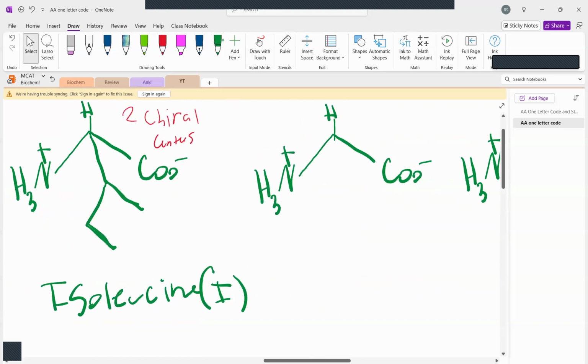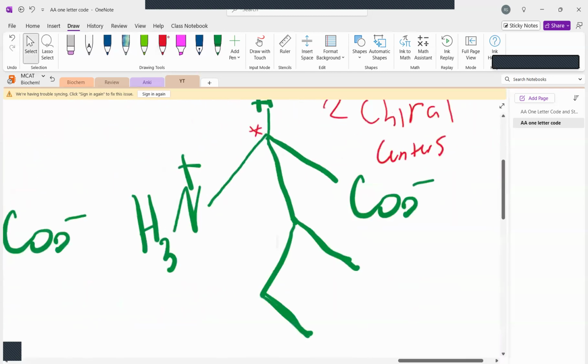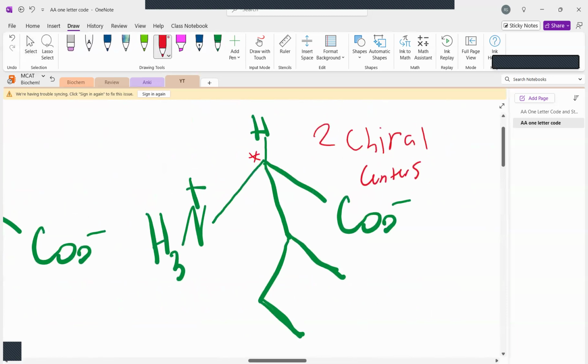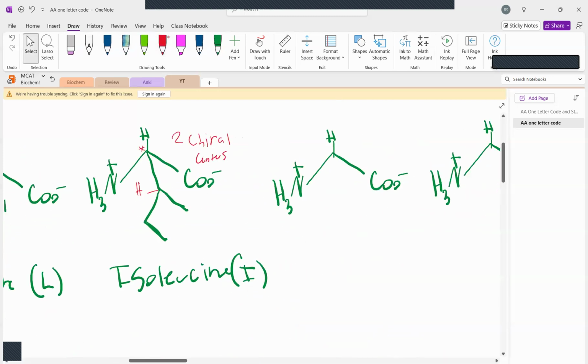And next to isoleucine, oh, and then here's the chiral center. Pretty much at the variable region with that hydrogen, that R group is always going to be a chiral center. And for isoleucine, this will be your chiral center as well.